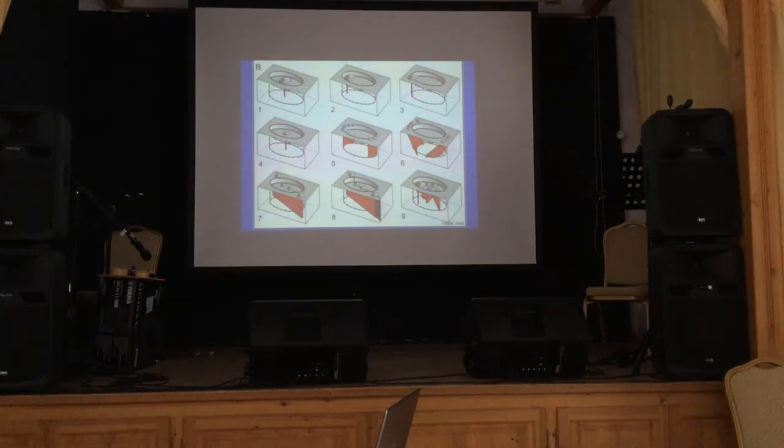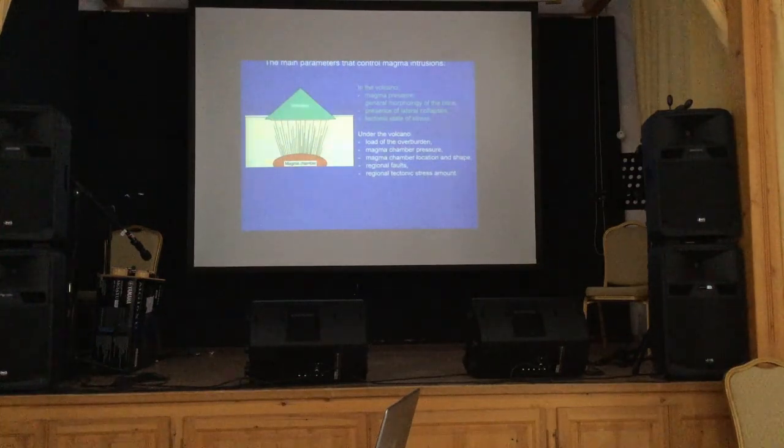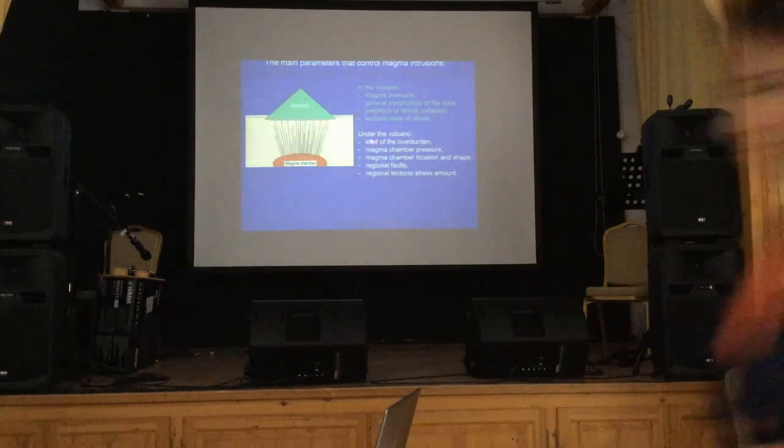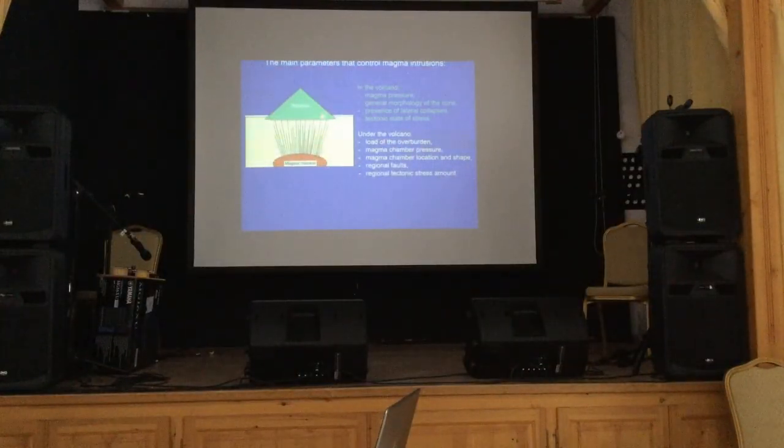I think that this is the last one. Yes, this is the sum of parameters that we saw in this presentation. This is the very last slide. So the volcano, the magma conduits are guided by magma pressure, then the general morphology of the volcano or the caldera, the presence of lateral collapses, and the tectonic regional state of stress. Under the volcano, you can have the load of the overburden, the load of the volcano above, the magma chamber pressure, the magma chamber location and shape, the regional faults again, and the regional tectonic stress amount.